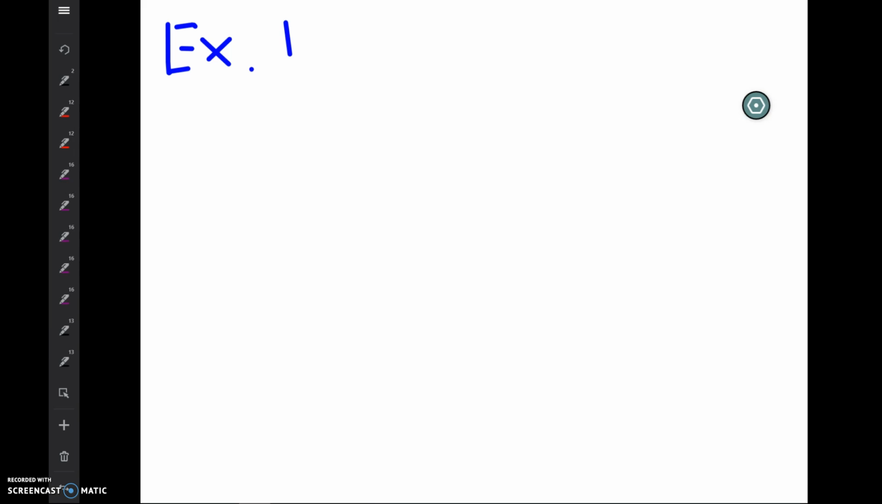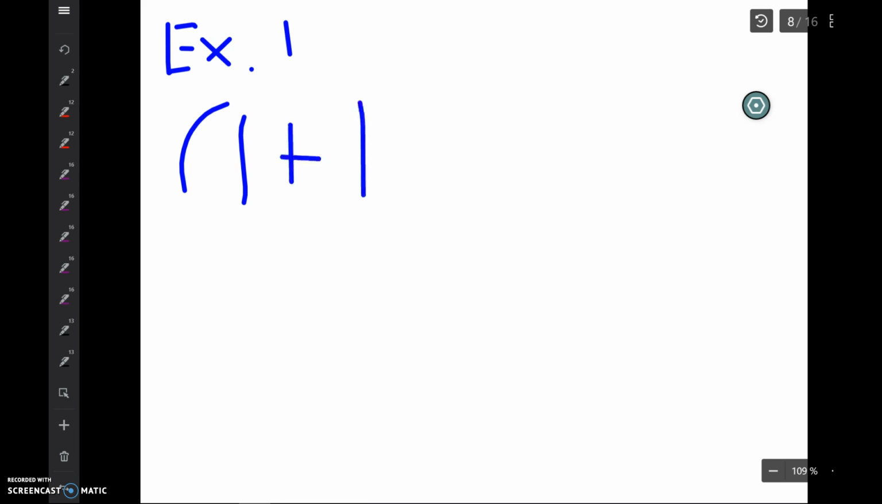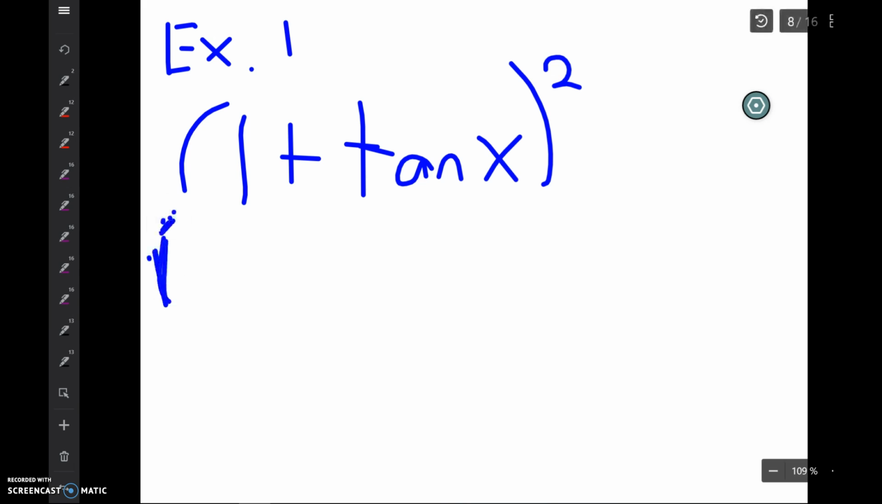So this is, let me write it down. So 1 plus tan x, squared. Okay. And what you want to do here is just write it down twice. I'm trying to use a pen and it's not showing up too well.